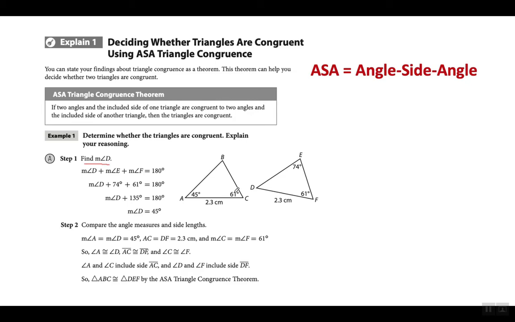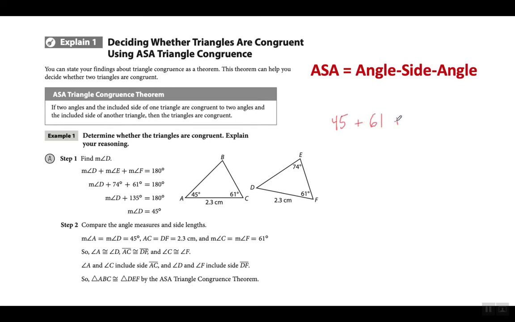Okay, actually, before I do that, we got to calculate this angle that's missing here. Este ángulo B. Remember, by the triangle sum theorem, when you add up all the angles in a triangle, it always has to equal 180.